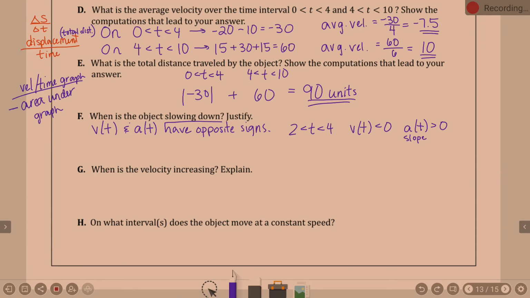The other part, where'd you guys say? 8 to 10. Okay. 8 to 10, my graph is above the x-axis, right? So that means my velocity is positive, greater than 0. My graph is going down, it's decreasing, so that means my acceleration is less than 0. It's negative because there's a negative slope. So that right there is your answer. But justify is showing the opposite signs, okay?